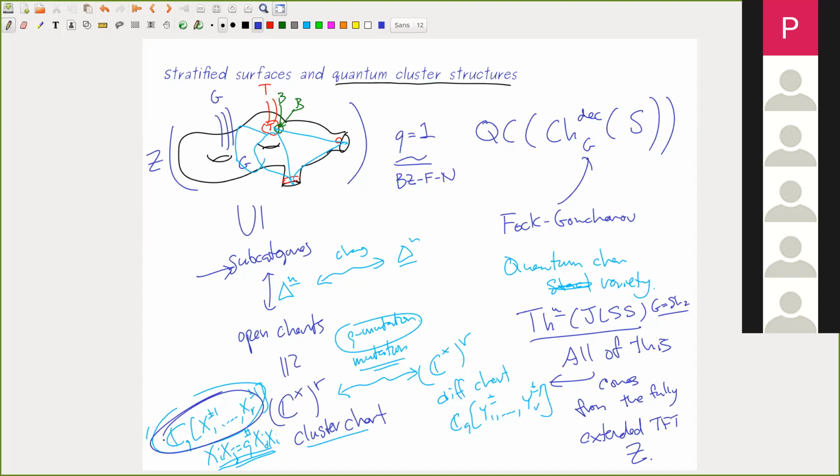So I have a question about that. Is this Z coming from a Kapustin-Witten theory, or is it something more general? I guess you would say it's slightly more general.